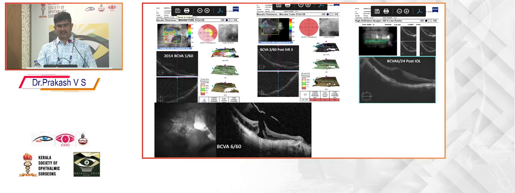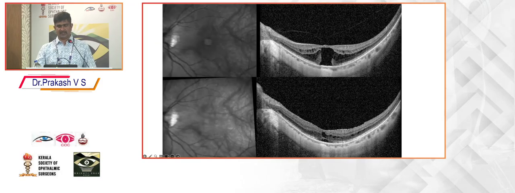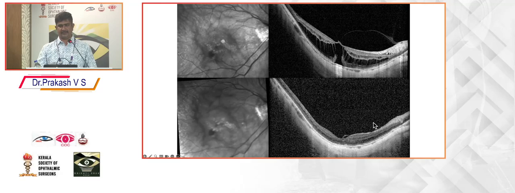So these are a few cases of myopic traction maculopathy which show progression. You can see here it was initially treated for a CNVM, then developed a traction macular hole, then underwent vitrectomy. Then this is again one more case which has undergone vitrectomy. These are a few cases done with vitrectomy alone without buckle because there is no macular hole here. So this is one more case.